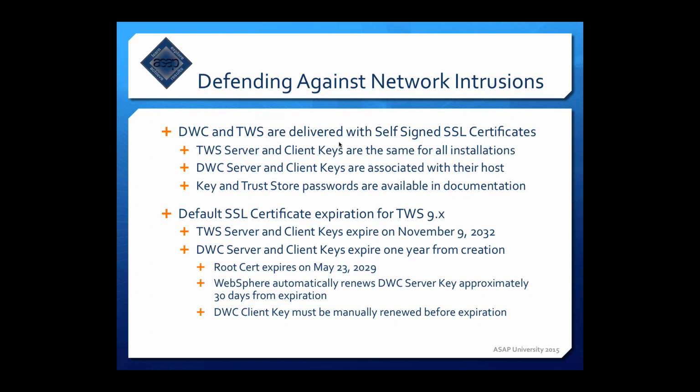The DWC server root key expires, I think, like 2030 or 2032. I think it depends on when you install, basically. But the actual key that's presented to your browser expires once a year, and then it will automatically refresh about 30 days prior to the expiration. So you get a new key up until the 2032 date or 2030 date. I forget the exact date.